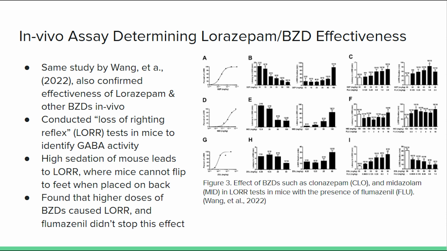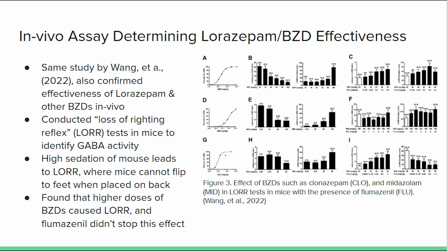This time, they were looking to measure the latency to loss of righting reflex in mice, and the general setup of this behavioral experiment for the first test was just to inject the mice with BZDs and then flip them over on their backs and see how they responded. If they were sedated, then they would have a range of reactions ranging from a delayed loss of righting reflex, where they would regain it after a delay, to a complete and total loss of righting reflex, which signified total sedation and activation of GABA A receptors as a result.